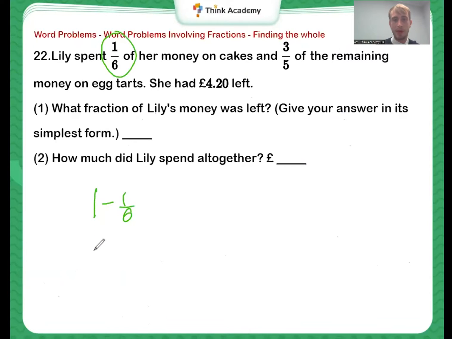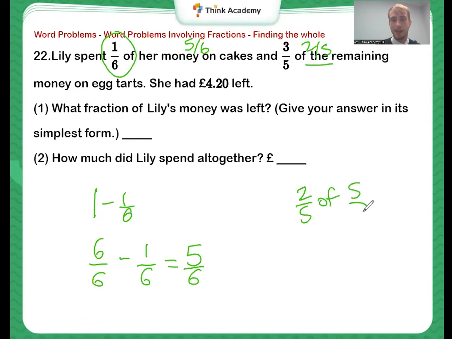If you're confused about that bit, 1 represents 6/6. You can think of it like a piece of pizza with 6 slices. 1 is every slice, 6 out of 6 parts. I want to take away the 1 part that we've spent to give us the 5 parts that we've got left over. So that's the same as saying Lily saved 5/6 of her money. And then she saved 2/5 of the remaining money. So you just need to find 2/5 of 5/6. I hope I've slightly answered that question there.